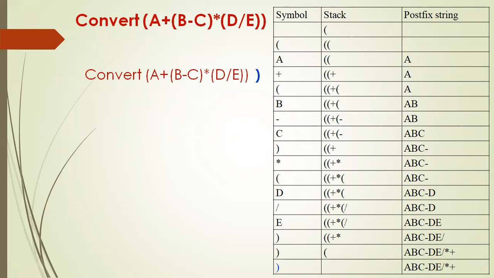So your stack now becomes left bracket, plus sign, one more left parenthesis, minus sign, and the postfix expression will be AB. Next again comes what? C. C is an operand, so the stack is not changing. The stack remains as left parenthesis, plus sign, left parenthesis, minus, and the postfix expression becomes ABC.